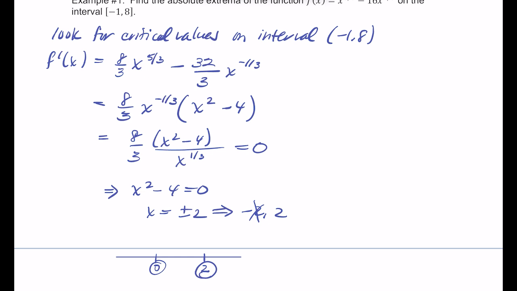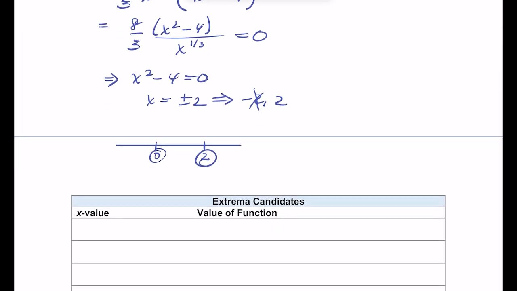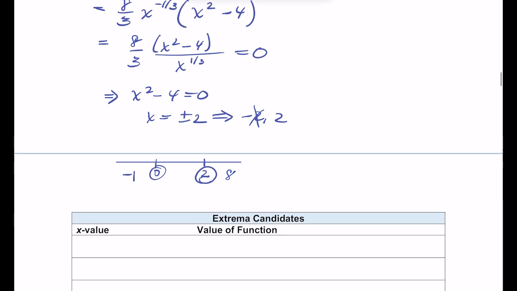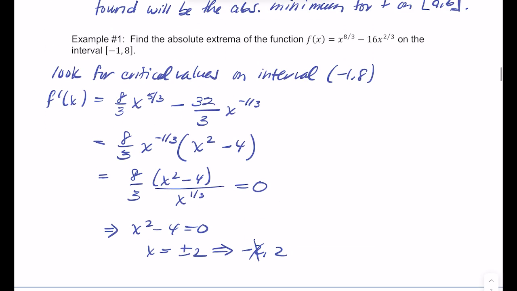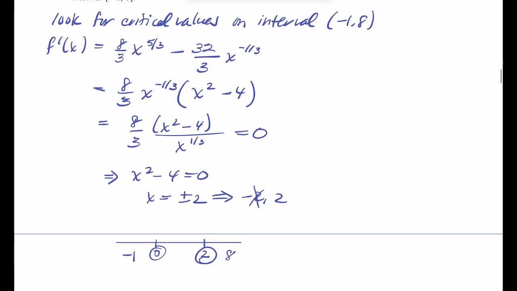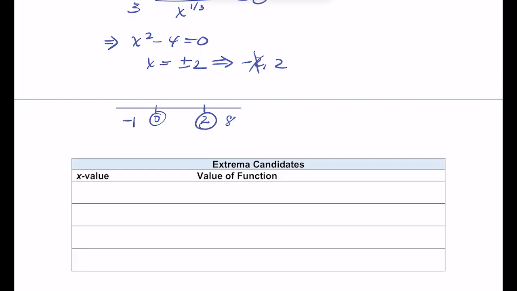And then I'm going to pick some test points. I have a chart already made for us to see here. One of my test points could be -1, and I don't really have to pick a number in between 0 and 2. I'm going to pick 8. The reason I'm using those values is because they're my endpoints in the interval. You're not looking for maxes and mins in between, so I'm going to use -1 and 8 because they're my endpoints, and then my two critical values, 0 and 2.